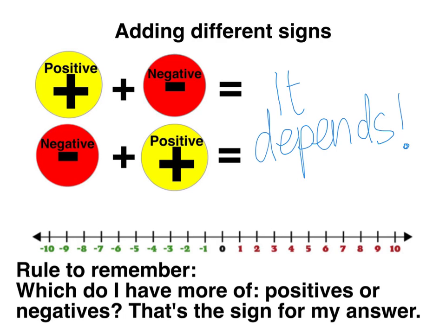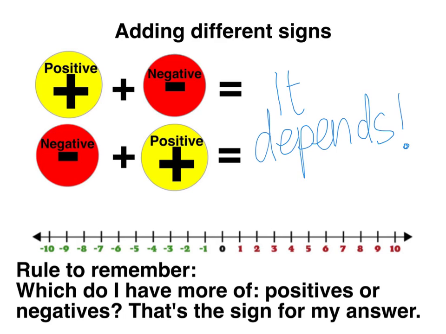So this is what I want you to do. When you're looking at an addition problem where the signs are different, look at the numbers without the sign and ask yourself which one is bigger, the positive value or the negative value. And that will tell you the sign of your answer.